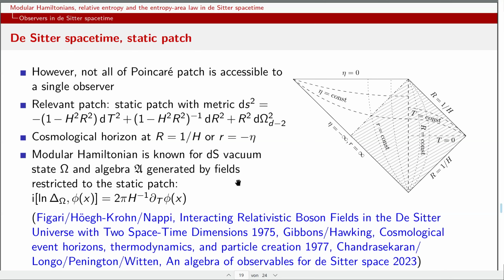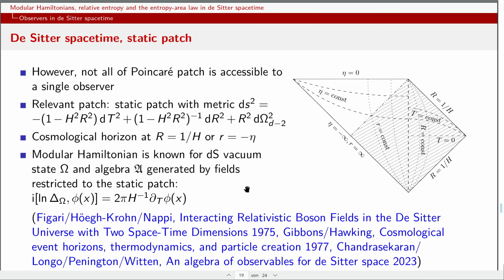And the modular Hamiltonian is also known for the static patch. It's just static time translations up to a factor of 2π over H, which is the de Sitter temperature. So we again have this relation of the temperature of the region of spacetime that we look at with the modular Hamiltonian, just as in the Rindler case. This relation was never really written down until 2 years ago, but the computations were done much earlier. I've put some references, as you can see.